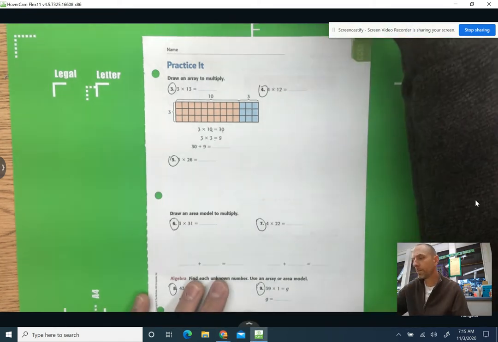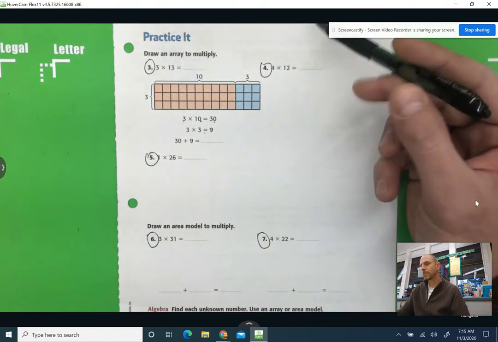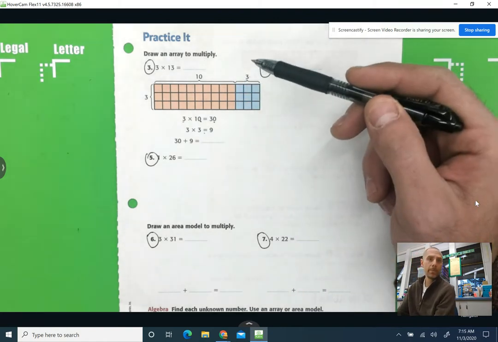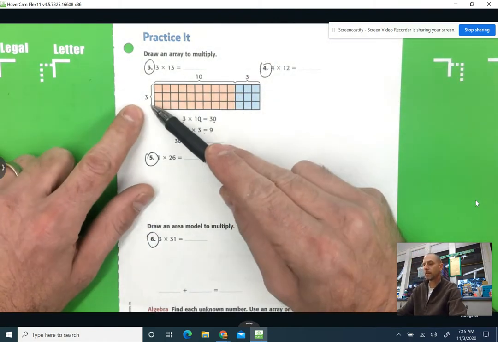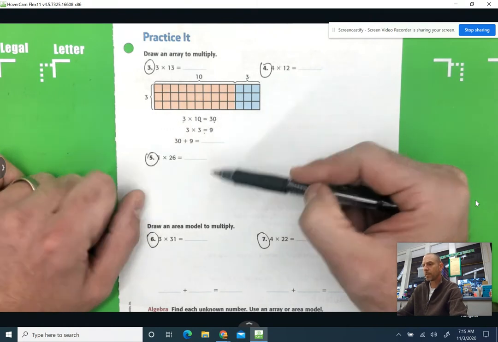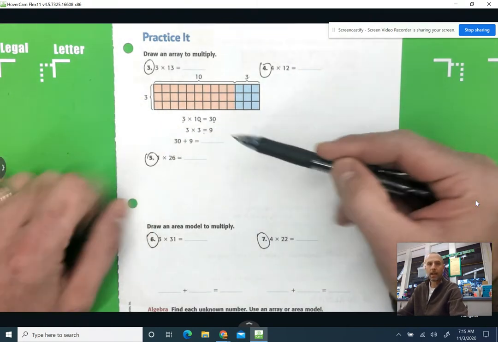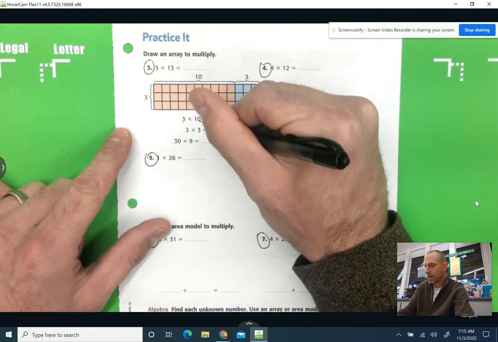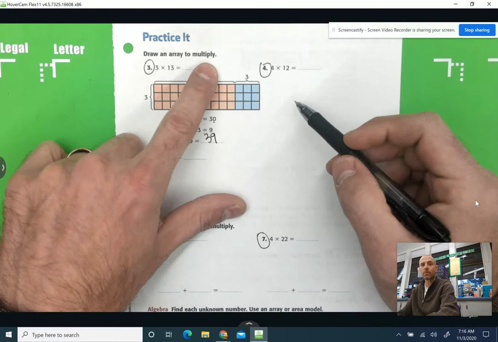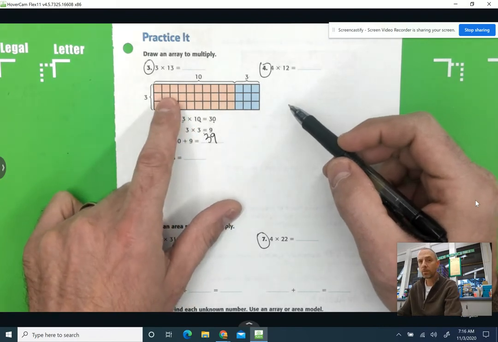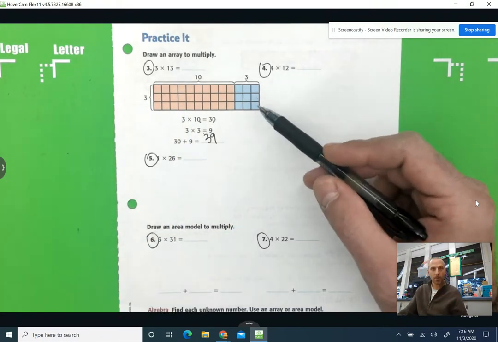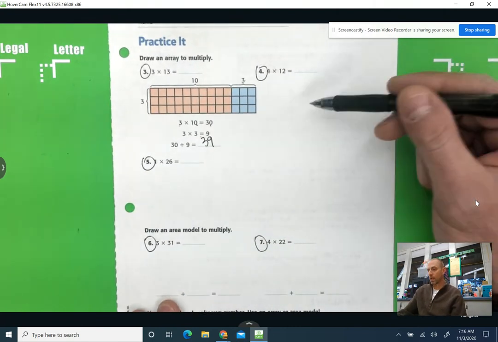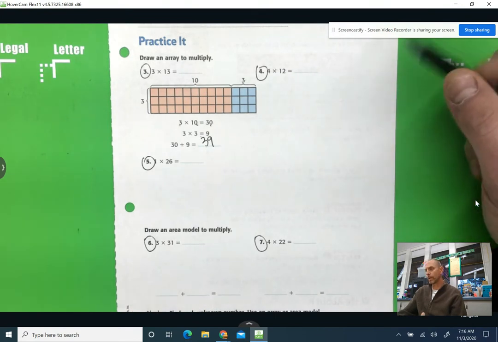All right, so 3 times 13, they separated 13 into 10 plus 3, or 10 and 3, okay? And then they decided to multiply 3 times 10, they got 30. 3 times 3, they got 9, and then you add them together. 30 plus 9, 39, okay? So our directions say to draw an array to multiply 4 times 12, a known fact, it's on our multiplication tables, but still for our purposes of practicing, let us draw an array.